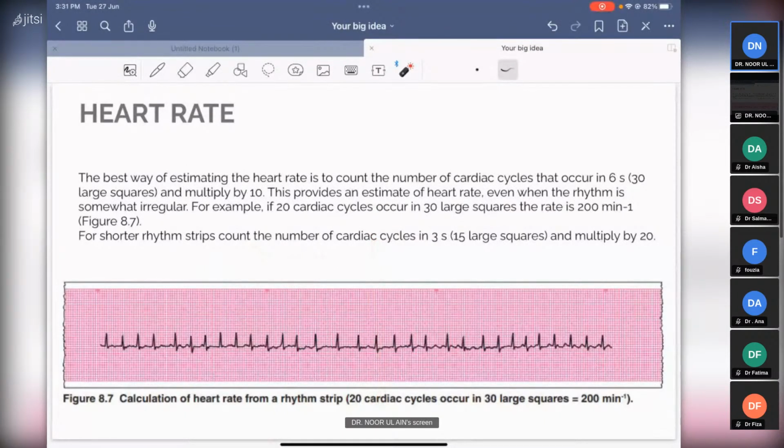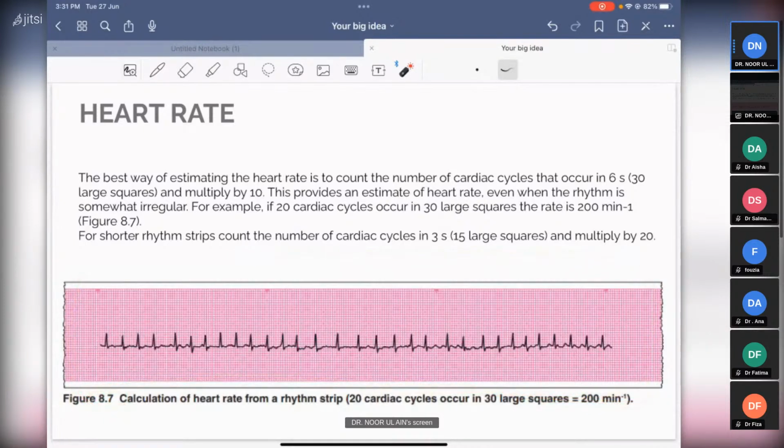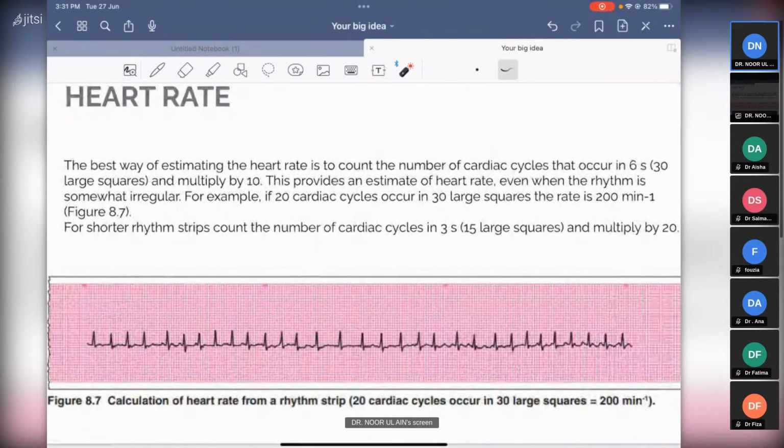Clear? Can everybody please count the rate for this. The answer is written below, but everybody please count the rate for this. Just try it. I can zoom in if you guys want. Kind of hard, but yeah.